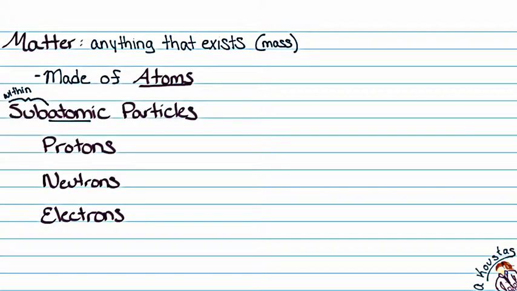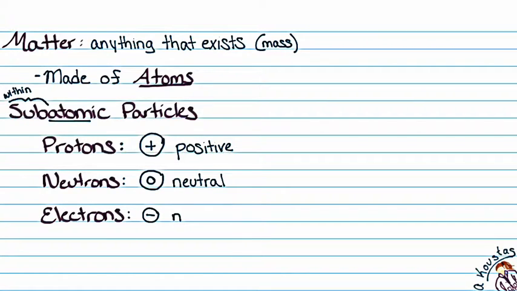Some of these particles have charges to them, which is a kind of attraction that they will have. Protons are always positively charged. They have a positive attraction. Neutrons have no charge to them, and electrons are negatively charged.